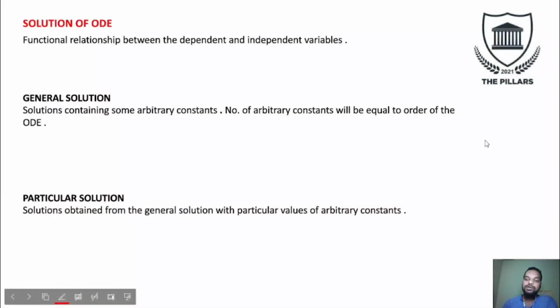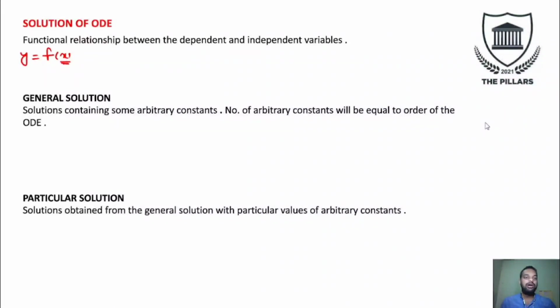Yeah, now comes the important part of this lecture. So what is the solution of an ordinary differential equation? Generally what happens in the exams, you are given a differential equation and you are asked to find its solution. Okay, so what do you mean by the solution of an ordinary differential equation? Finding the solution means we have to find the relationship between the dependent and independent variable. Basically we will find y as a function of x.